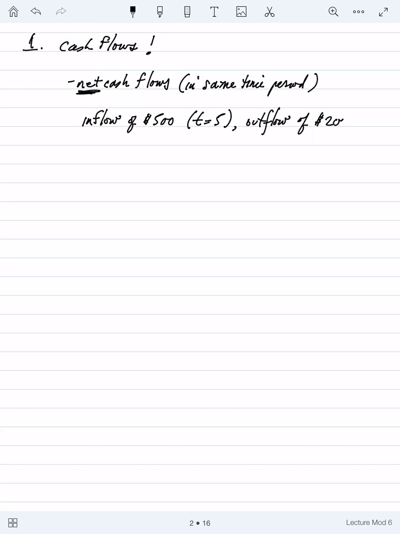Same time period, right? So you can have a net flow. Since your inflows are greater in this case than the outflows, you have a net inflow in that time period. So that's fine to do, okay?